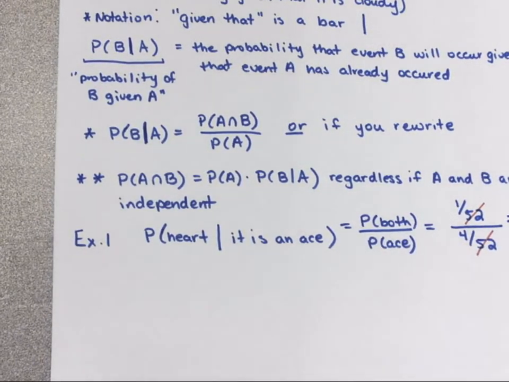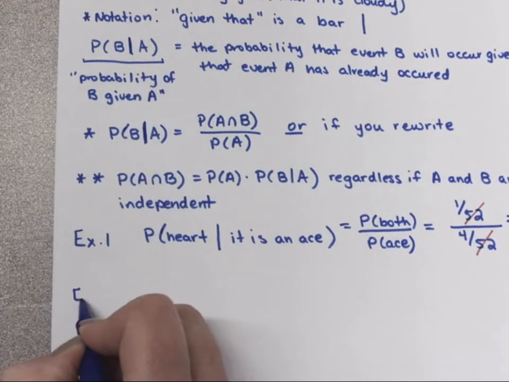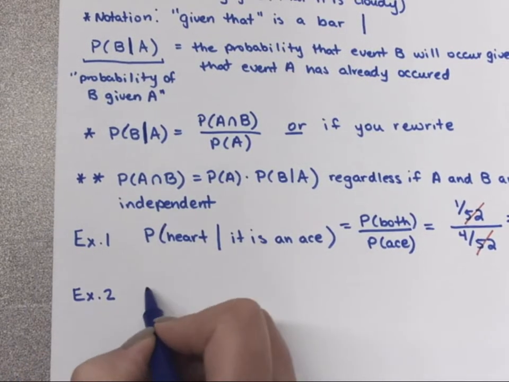Which actually should make sense to you, because if you already knew you held an ace, then you would have a 1 in 4 chance that it would be the hearts one as opposed to the diamond or the club or the spade. Okay? So let's do another one.